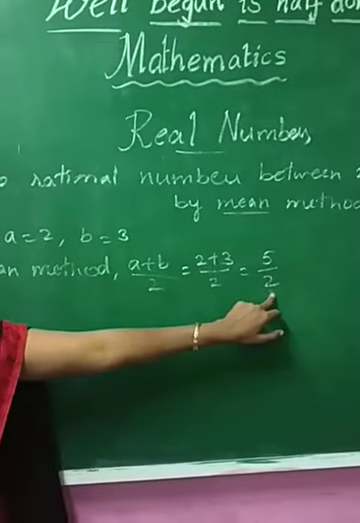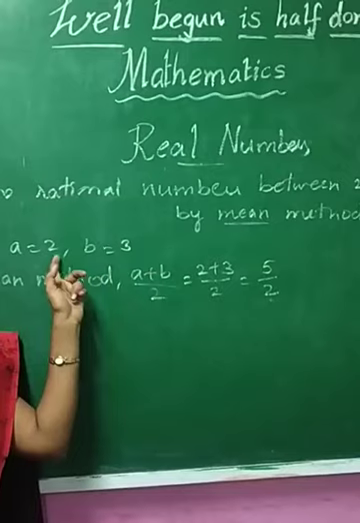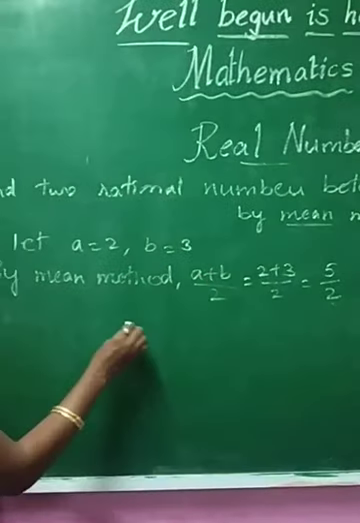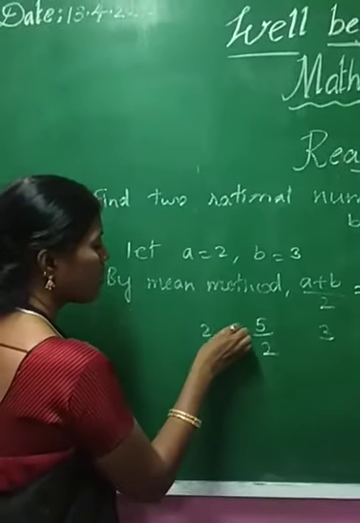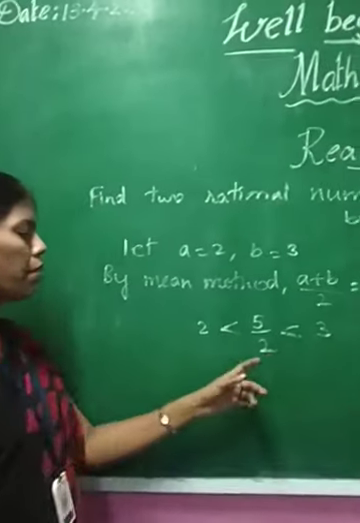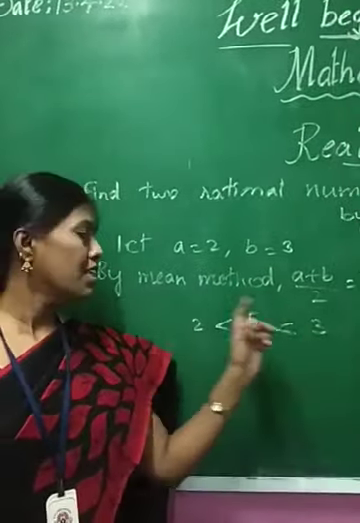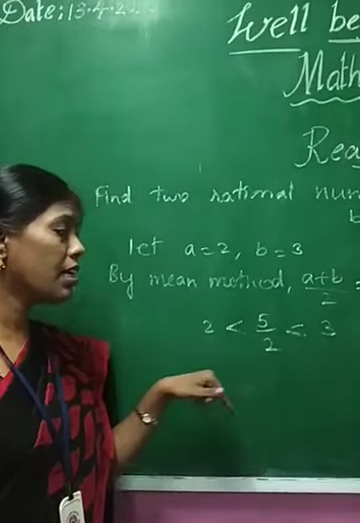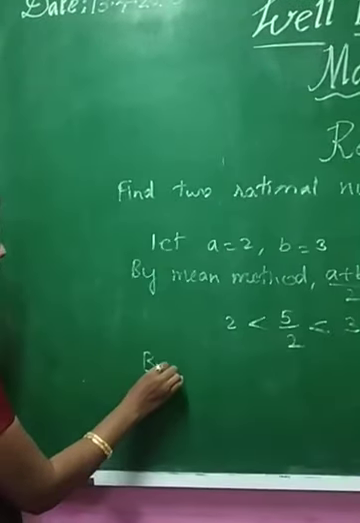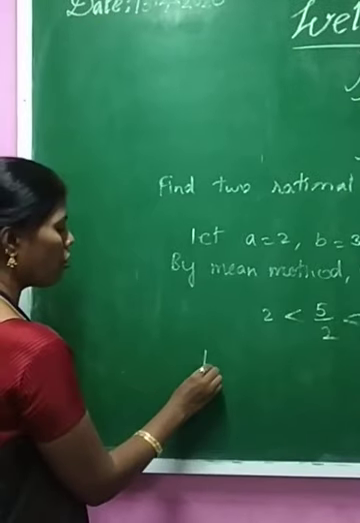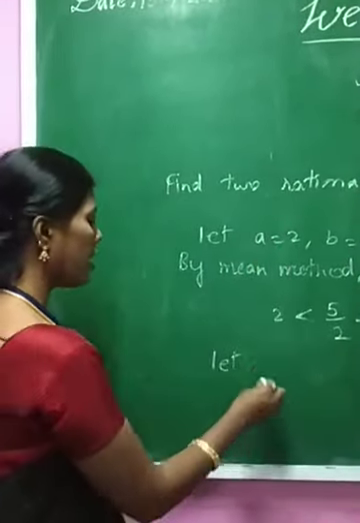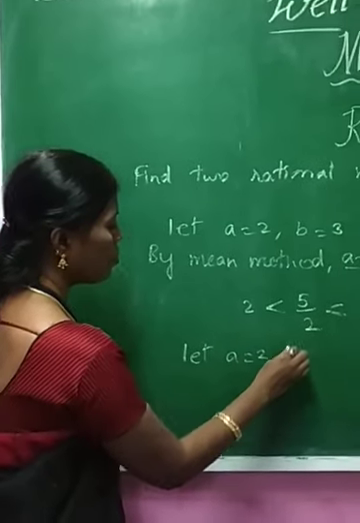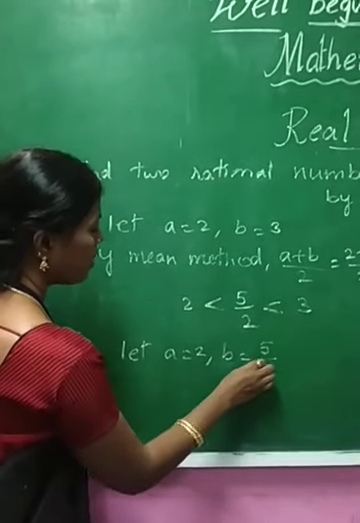And how did we get this 5 by 2? By the average of 2 and 3. So that 5 by 2 lies between 2 and 3. Hence we can write that 5 by 2 lies between 2 and 3. This is one rational number. Another rational number, the same way. Before finding it, we take A as 2 itself. Why, I will tell later. A is equal to 2 and B is equal to 5 by 2.